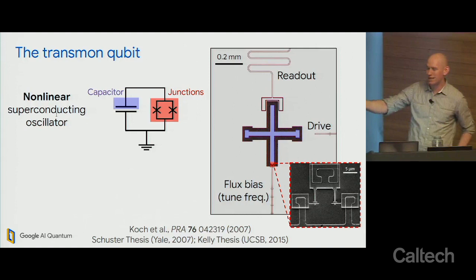We're able to tune the frequency with this control. We can drive the qubit by placing resonant microwaves down this line. And we also read out through here. We'll take a closer look at those in a minute.